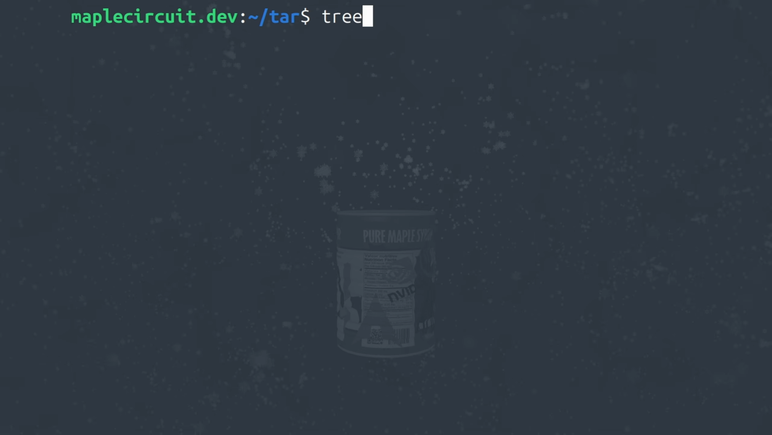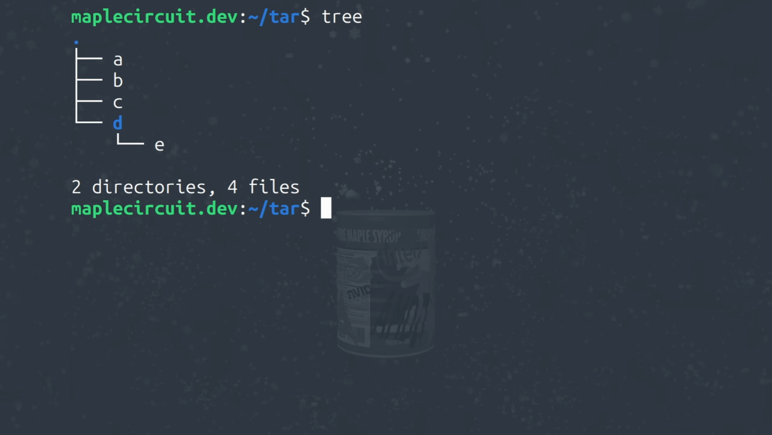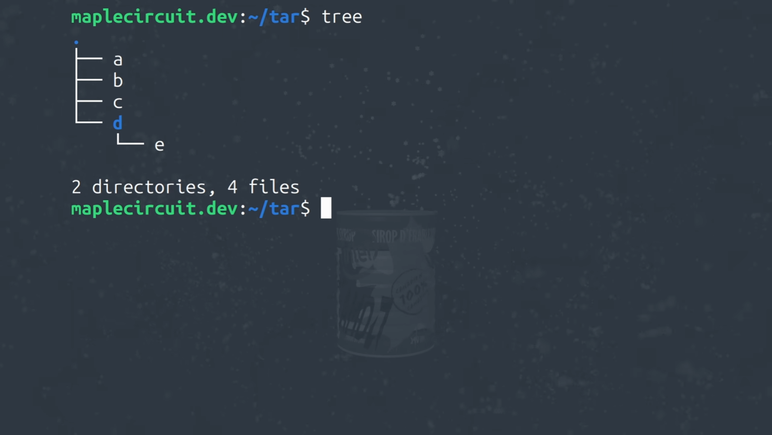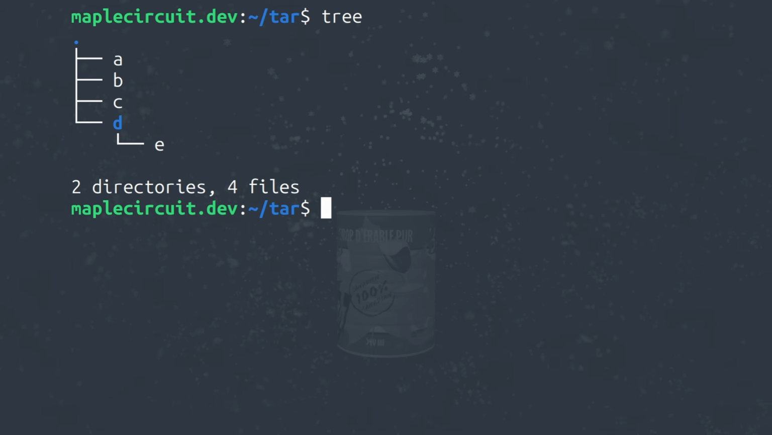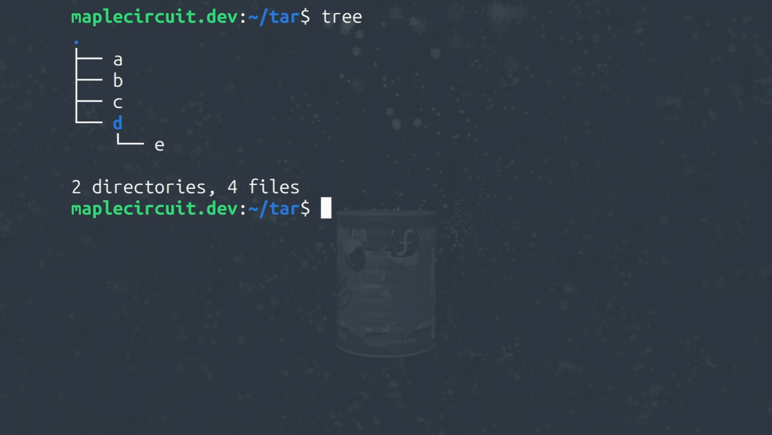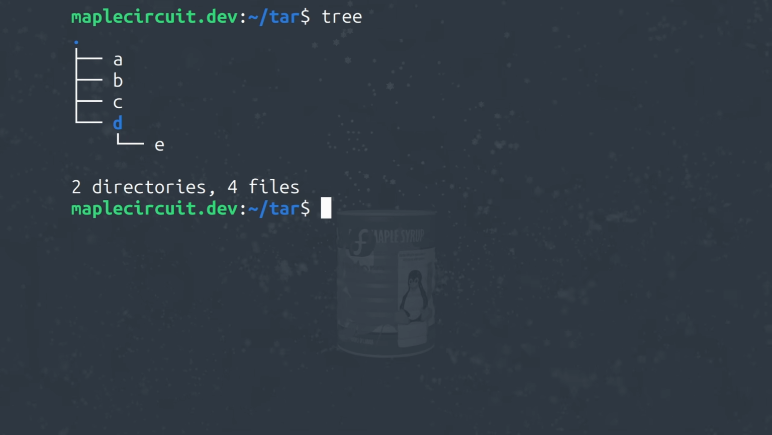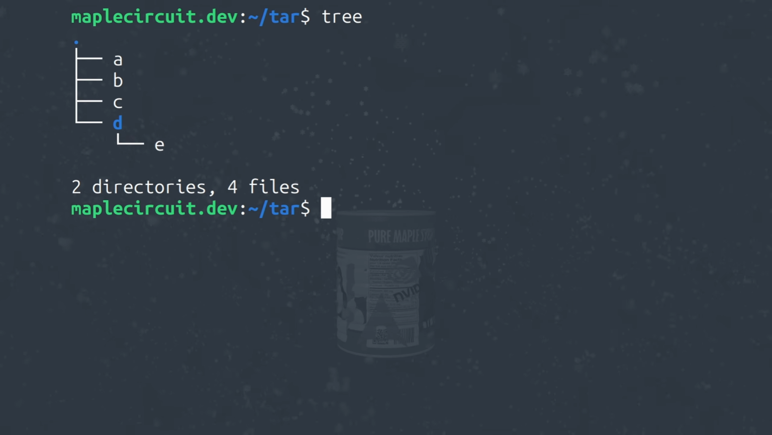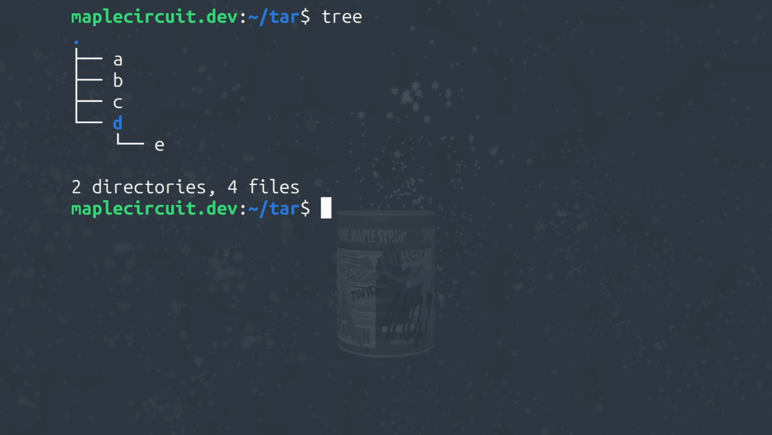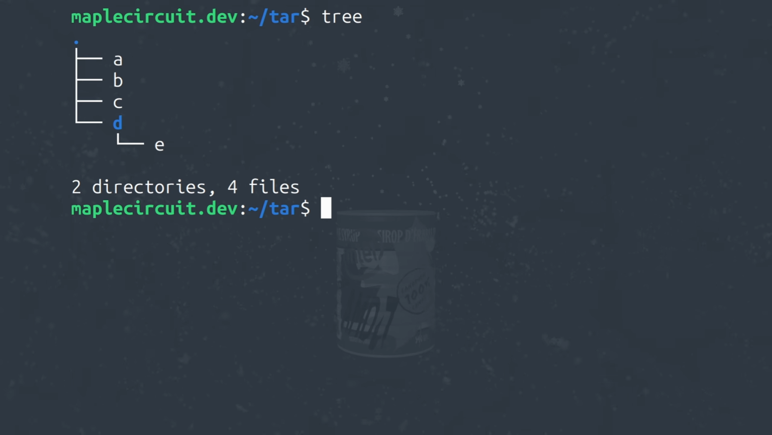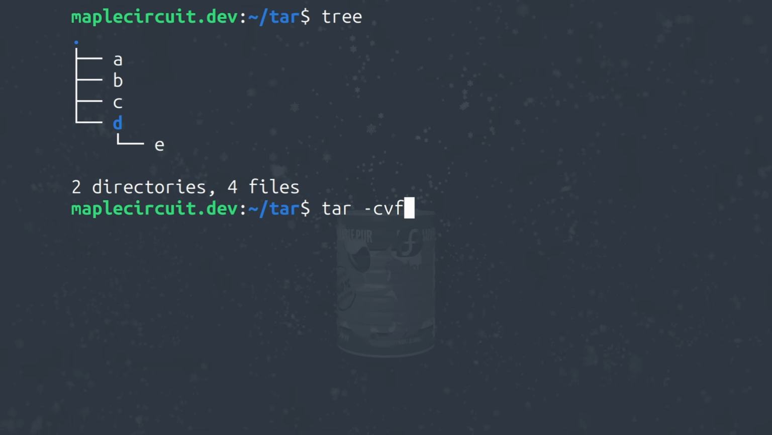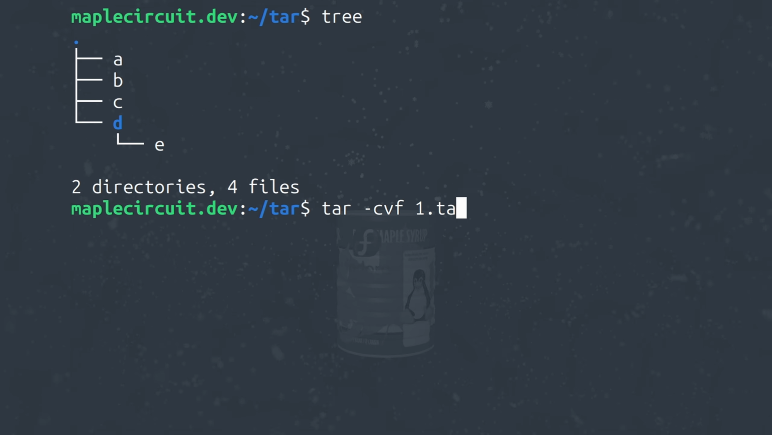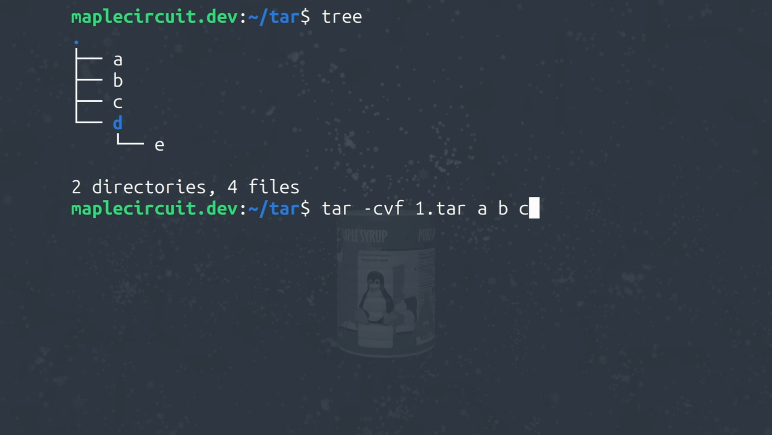Now, just so you understand the little playground that I've made, we have a file named A, a file named B, one named C, and then a directory named D containing a file named E. So with all of that, we will be able to play around and understand the functions that are inside of tar. And let's start with the most standard command that we might see, which is the one to create a new archive. So tar -cvf 1.tar A B C D.